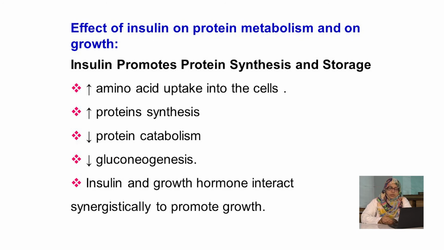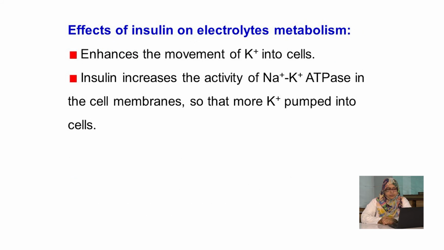Now, the effect of insulin on protein metabolism and on growth. Insulin promotes protein synthesis and storage by increasing amino acid uptake into the cell, increasing protein synthesis, decreasing protein catabolism, and decreasing gluconeogenesis. Insulin and growth hormone interact synergistically to promote growth. Effect of insulin on electrolyte metabolism: it enhances movement of potassium into the cell. Insulin increases the activity of sodium potassium ATPase in the cell membrane, so that potassium ion is pumped into the cell.